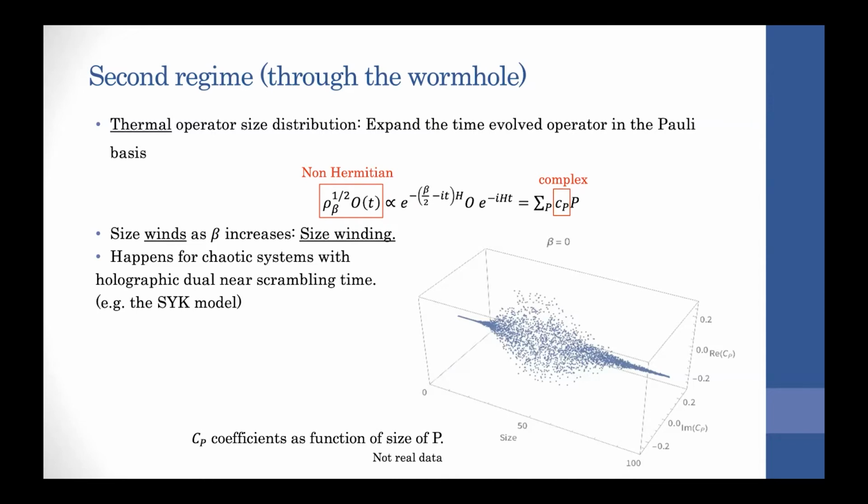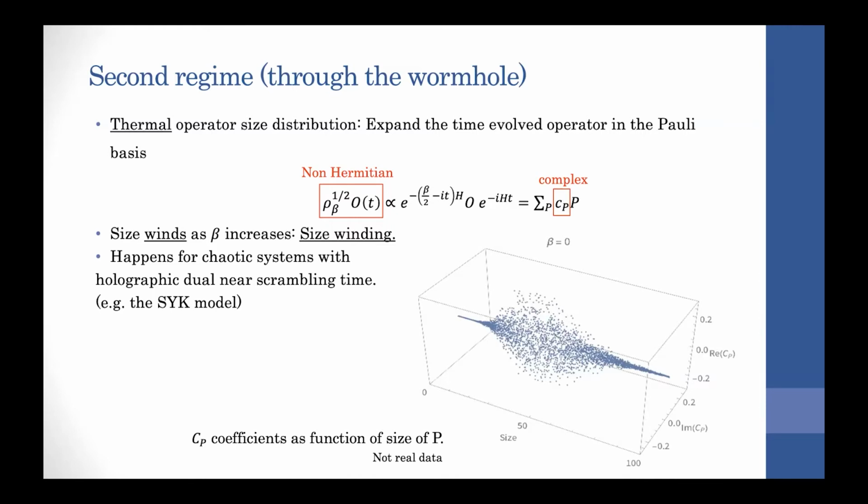And you can see this is proportional to e to the minus (beta over 2 minus it) H, or e to the minus iHt. And now, the product of two Hermitian operators is famously non-Hermitian, unless they commute. So this quantity is non-Hermitian, which means that these coefficients, the coefficients, are not necessarily real. They could be complex numbers.